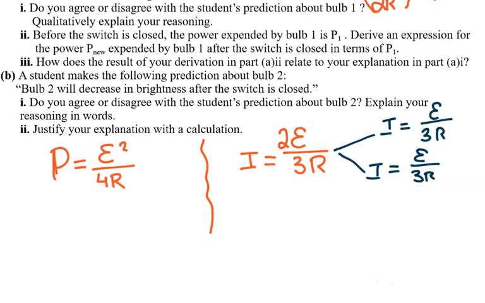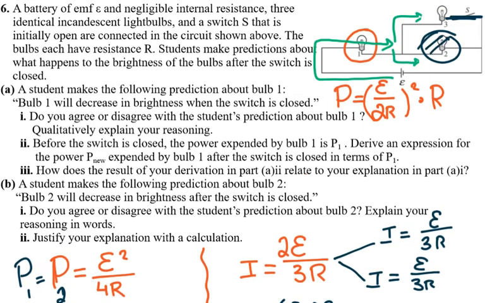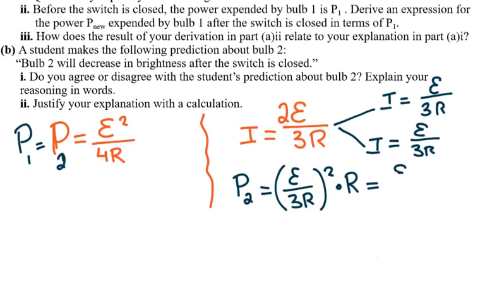Now, if I want to calculate the power on the second bulb, the first and second ones are the same before the third one was connected. So the power on the second one is the current, which is EMF over 3R, squared times the resistance of the second bulb. So I'm looking at the brightness of this bulb. Its resistance is R. So I get EMF squared over 9R.